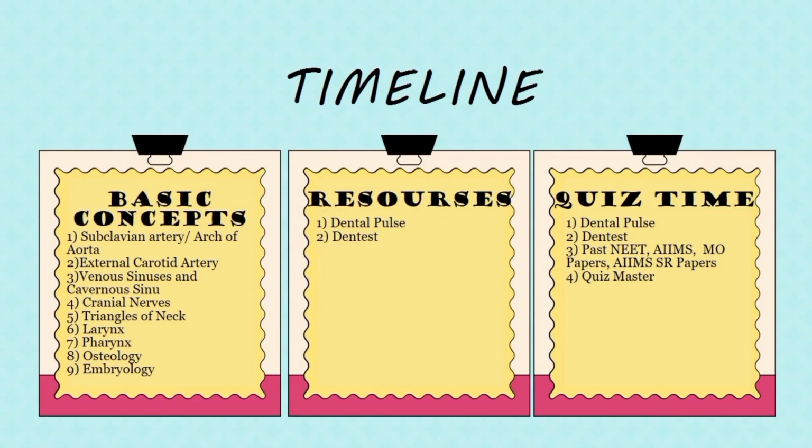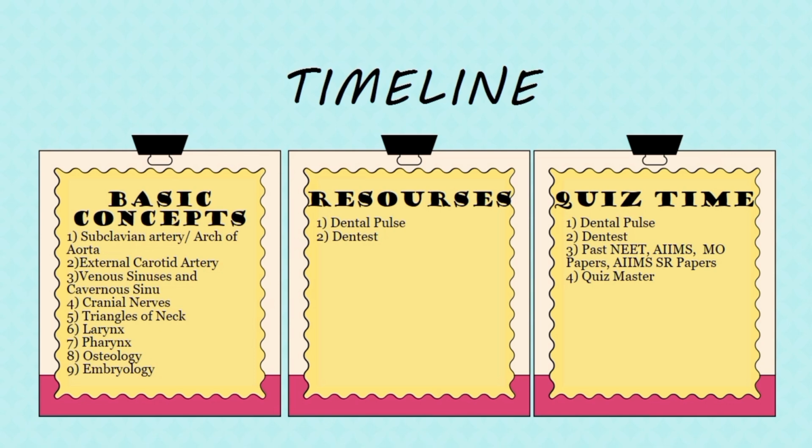So what are the resources which I feel that you all should follow? It would be Dental Pulse or Dentist for MCQs and your basic book. I used to refer BDC and Gray's Anatomy for the diagram part. But choose one book for MCQs. I would say you should prefer Dental Pulse because most of the questions which are in the Dentist, I would be covering them. So you don't need to worry about extra questions from Dentist.